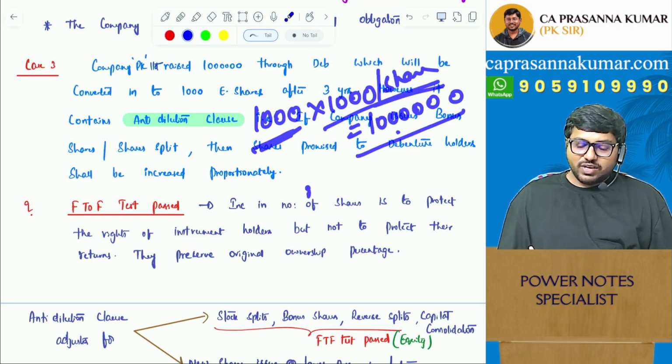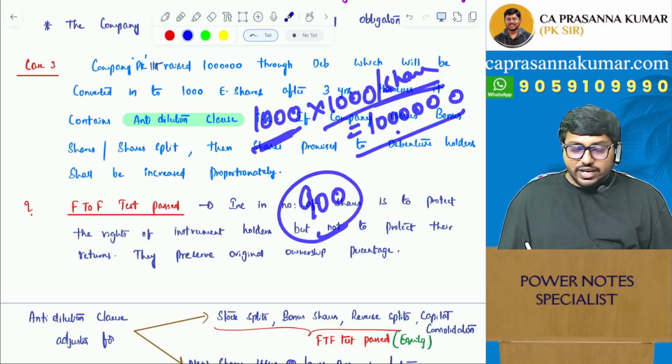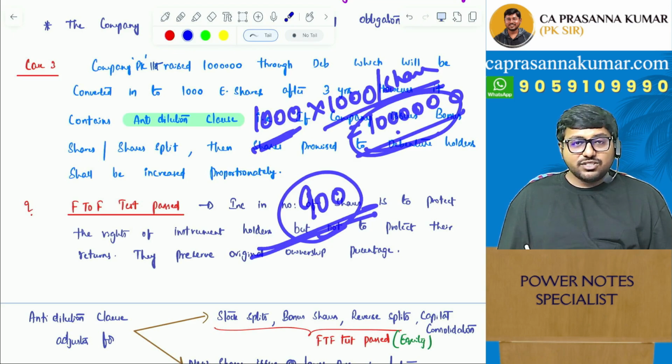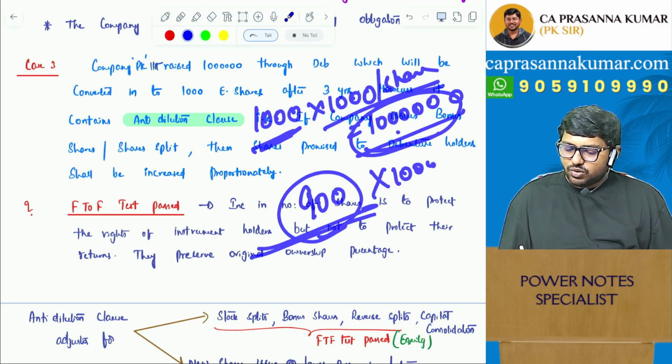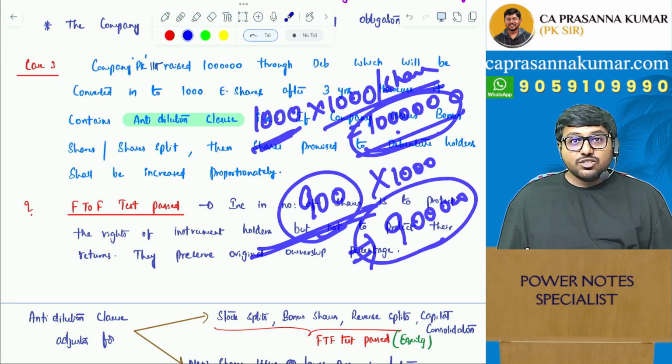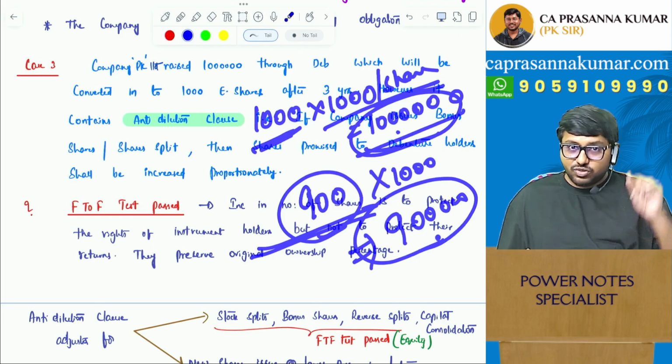Tomorrow, suppose the share value drops to 900. I need to ensure that I still pay 10 lakhs, because if the share price drops to 900 and I still give you 1,000 shares, the value I'll be giving you is only 9 lakhs, na? Which means your investment, your return, is getting affected. You understand what I'm trying to say? So this is also an anti-dilution clause only.